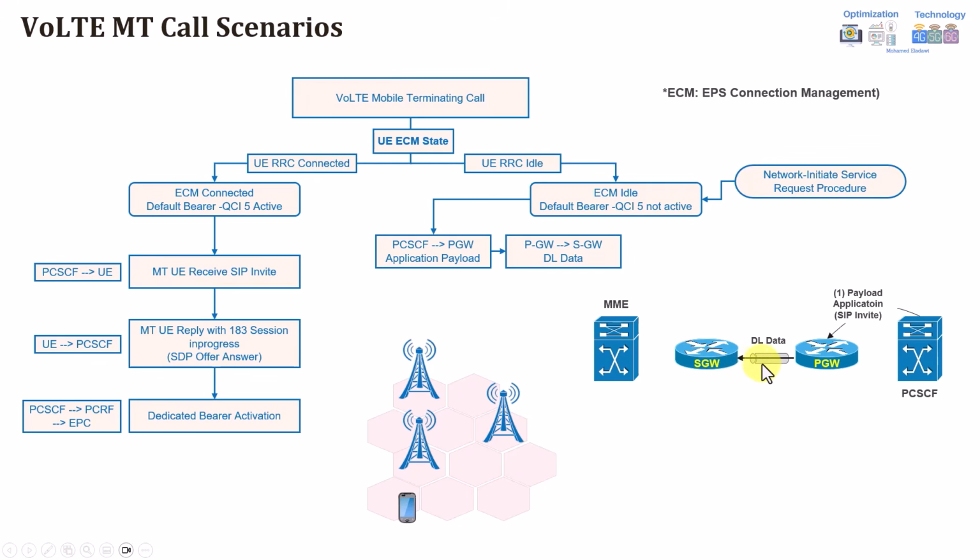But now, what will happen? The serving gateway doesn't have any connection with the user, so it cannot forward this SIP INVITE until a connection or QCI 5 bearer is established. So this data will be buffered within the serving gateway until it has an active connection, and then it will proceed. So what will the serving gateway do? It will send something called DDN, which stands for downlink data notification.